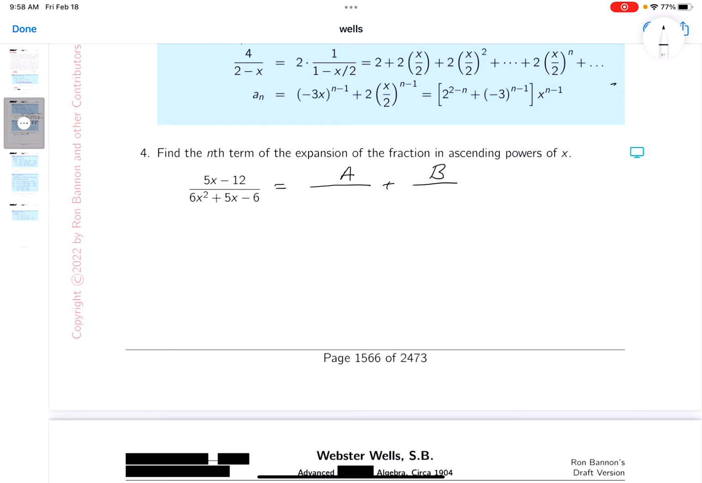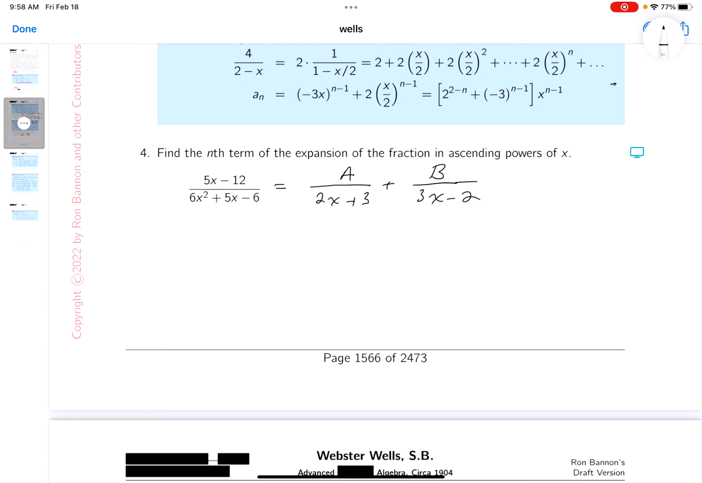I'm going to say 2x and 3x, and then 3 and 2. I'm just looking at it, playing around with it. Could be wrong. I'm going to say plus and a minus sign. Let me see if that works out.